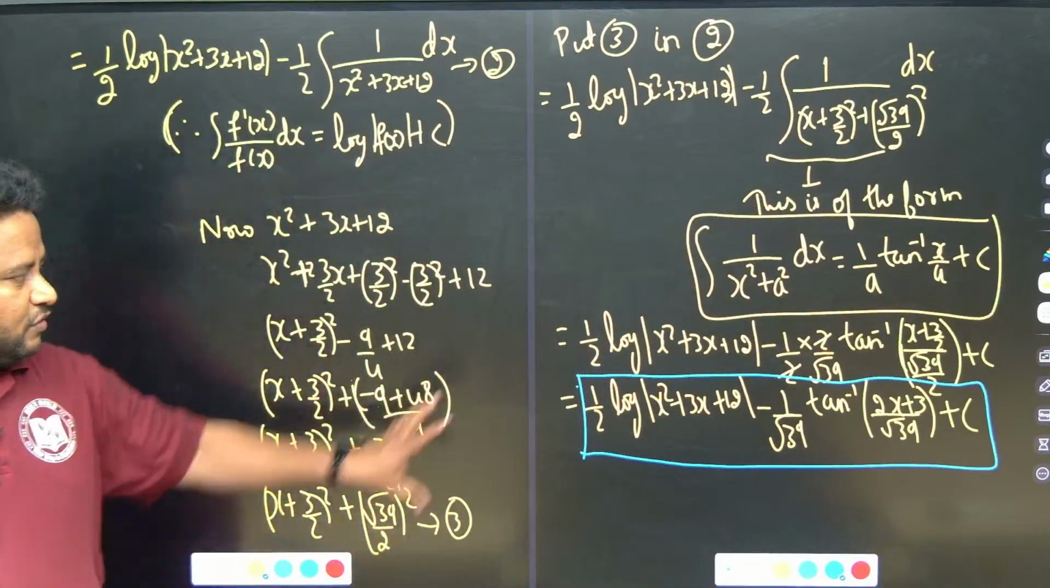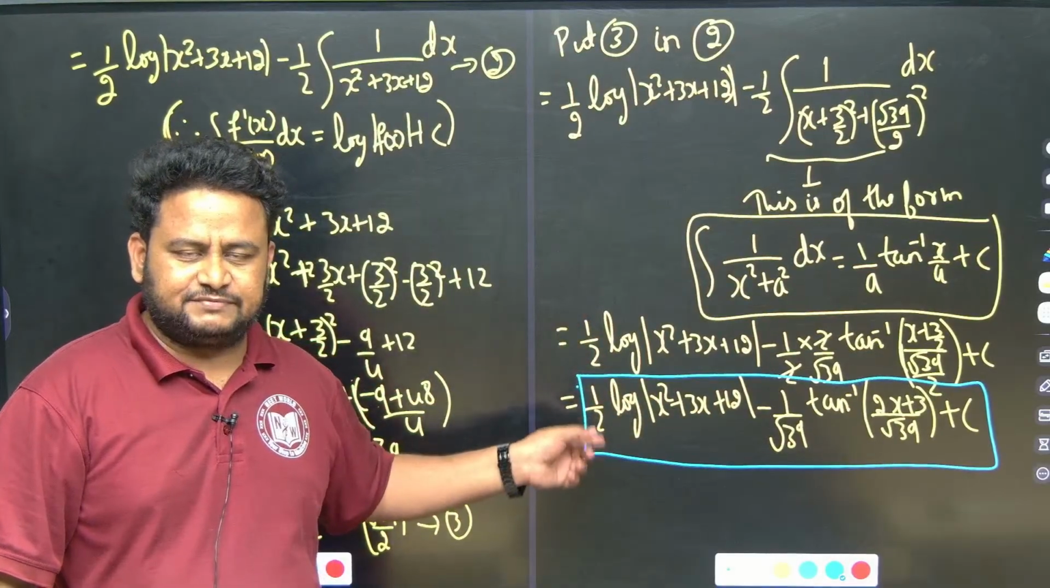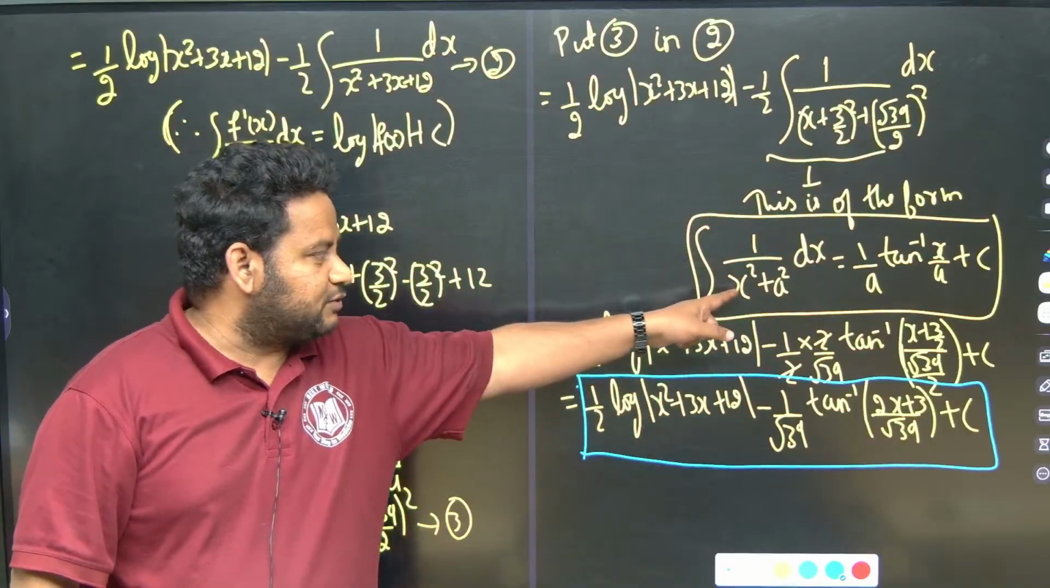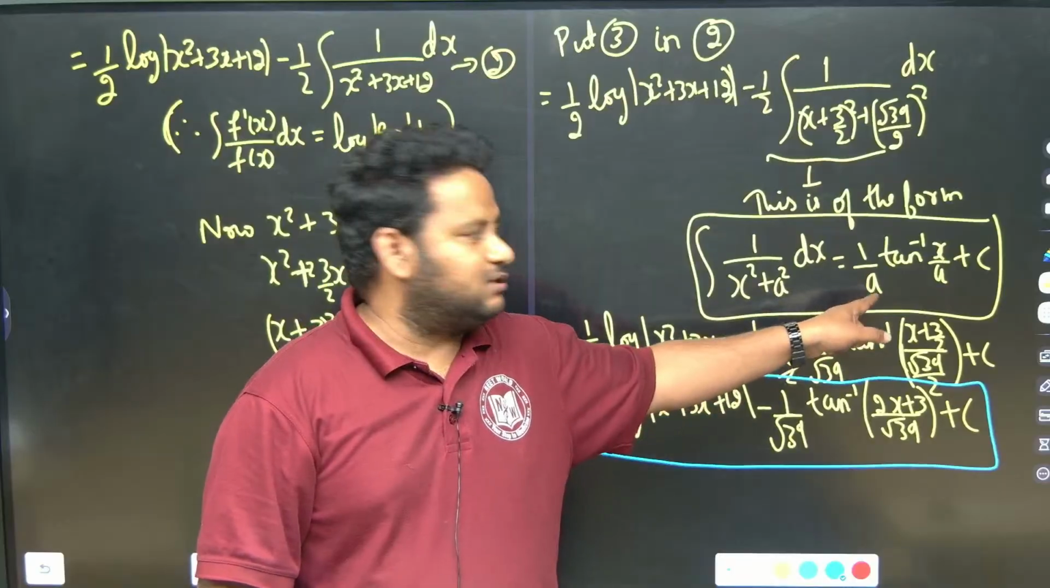One of the integrals is of the form integral of f dash of x by f of x dx, that we will get as log mod of f x plus c. Another one is of the form integral of 1 by x square plus a square dx, that will be equal to 1 by a tan inverse of x by a plus c.